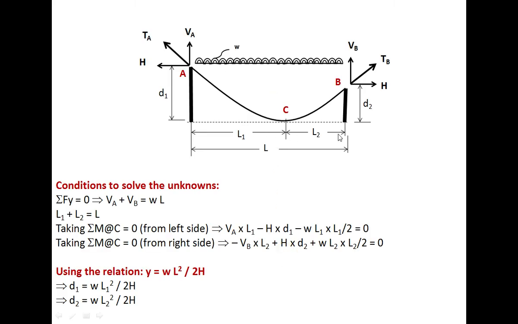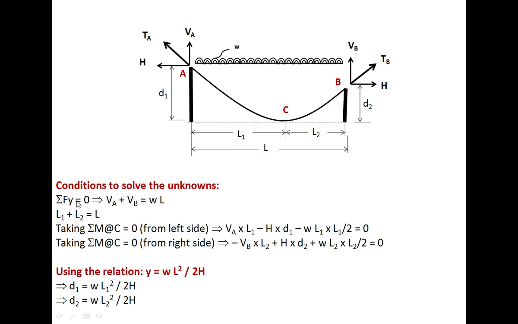Now in this kind of problem, how can we solve this? These unknowns are H, VA, VB. D1, D2 are given, and L1, L2 are to be found out from the center. So these unknowns can be solved by different conditions.